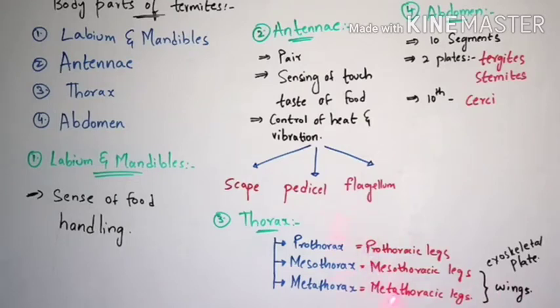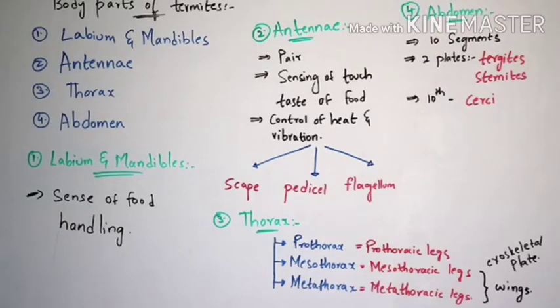Coming to the mesothorax and metathorax, these both segments bear wings, and they also have an exoskeletal plate, and that exoskeletal plate is very small in size. Coming to the fourth one, the abdomen.